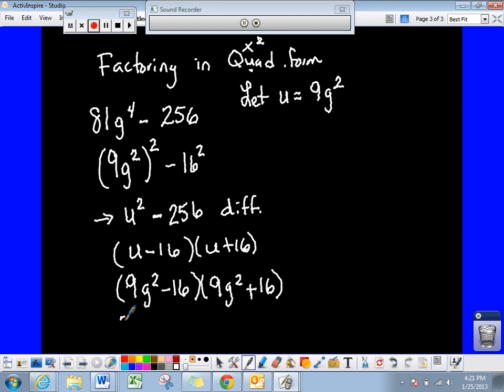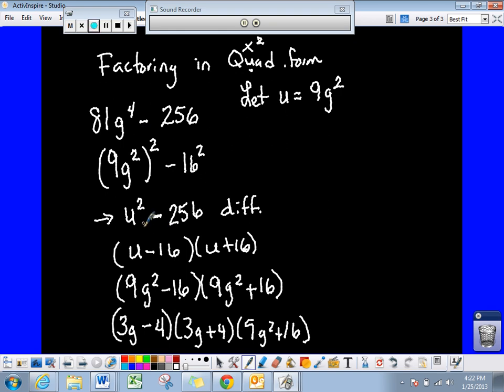Square root of 9 is 3, so we get 3g to the first, and then square root of 16 is 4, so we get 3g minus 4 times 3g plus 4 times, we still have to bring the other one down. So if you do the substitution, it just makes it easier for you to look at the problem and then substitute it back in. I'd like to do another one like that. So let's look at another example.